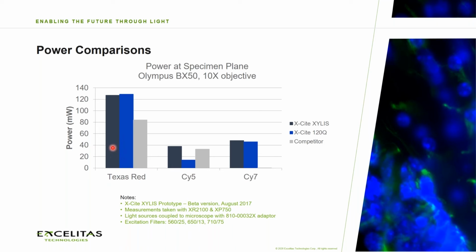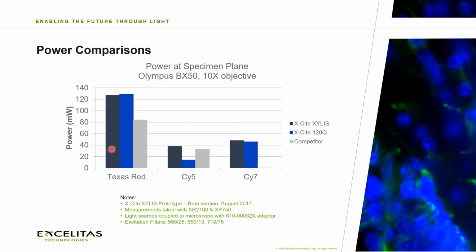You can see in Texas Red, our LED system with LED laser hybrid drive is doing great. At Cy5 as well, this is our laser LED hybrid drive, and this is our own bulb system. And again in Cy7, LED laser hybrid drive and our own bulb system.